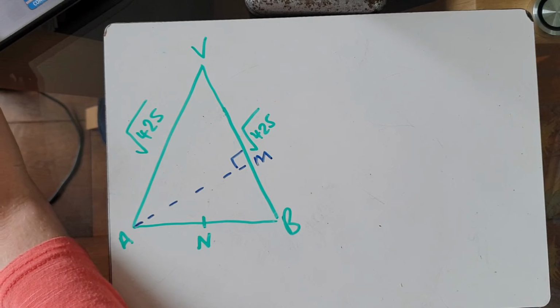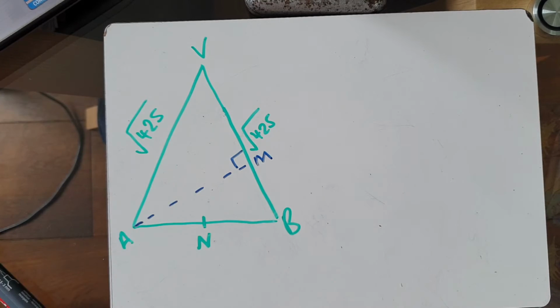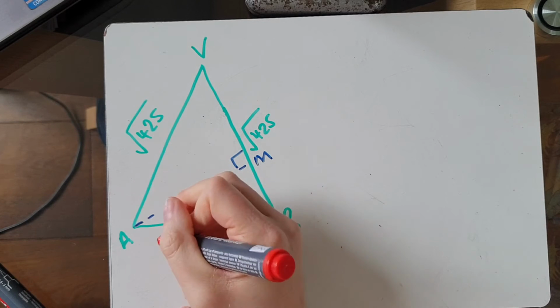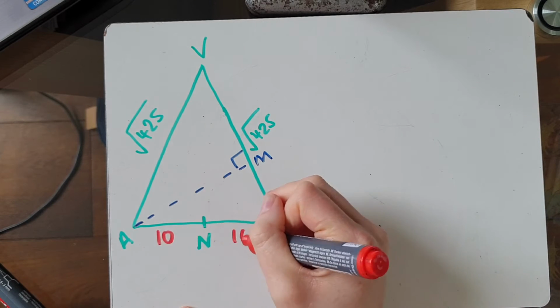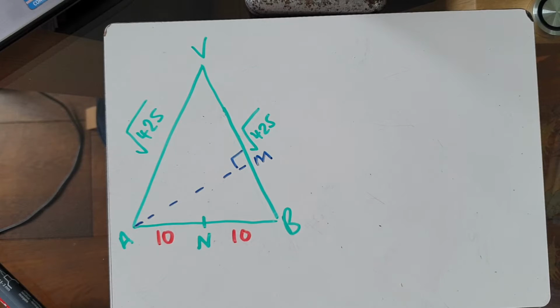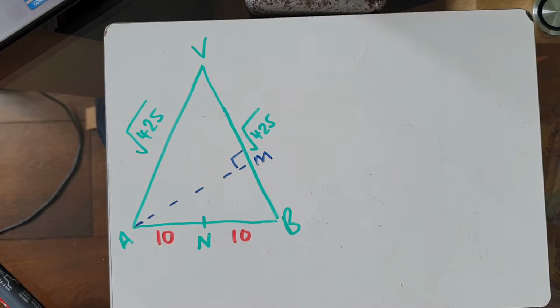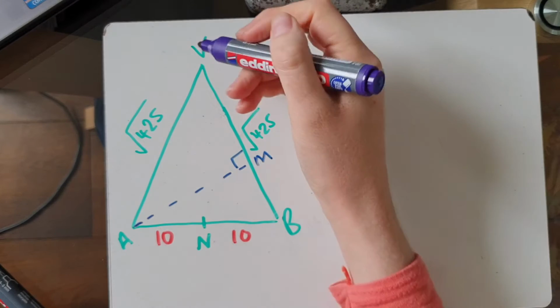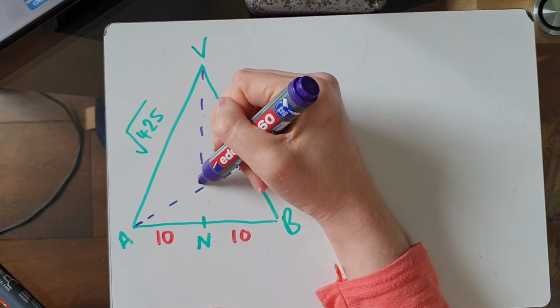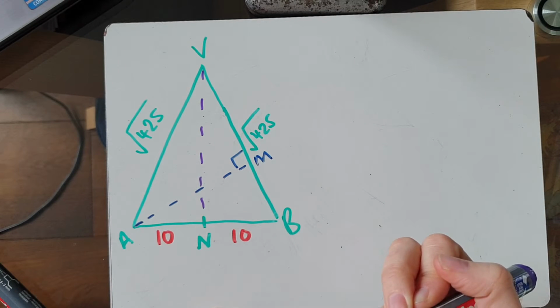Now, from the original question, we know that length A to B is 20 centimetres, and we also know that N is the midpoint, so it says that in the original question. So I'm just going to put those two lengths in there. You were also, in part 4 of the question, required to find the length VN. So you should already have that length.